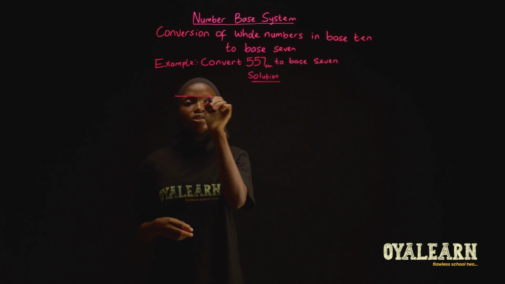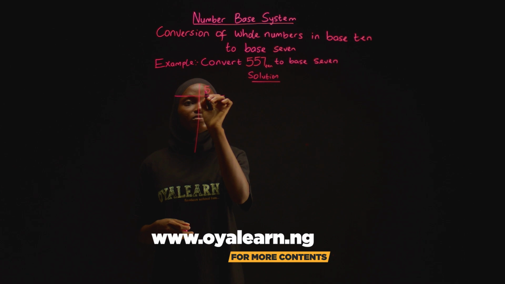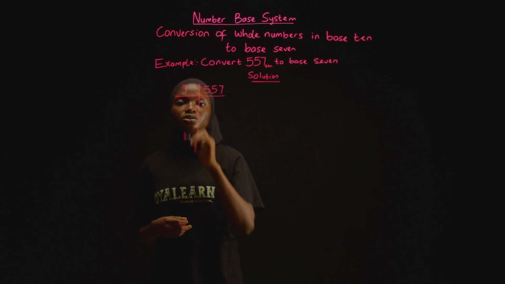And to do that, we draw a table like this. We place our 557 at this side. Then the base we are converting into, 7, at the other side.